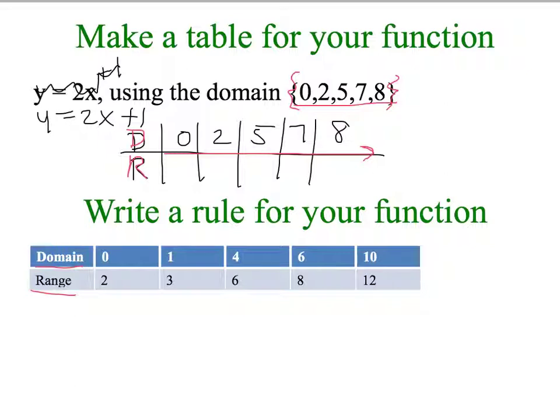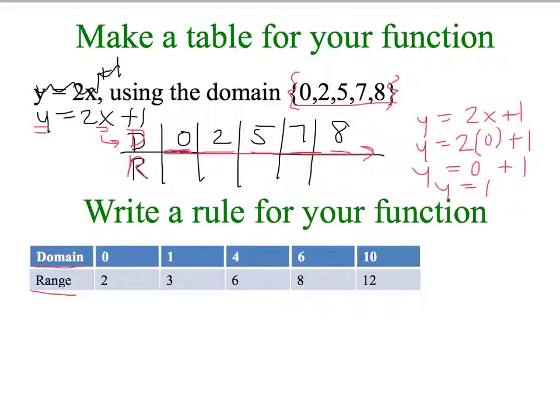So to solve for the range, remember, ranges are like your y's, and domains are like your x's. So you're going to say y equals 2x plus 1, and then you'll substitute your domains in for x. So you'll say y equals 2 times the first one, let's say 0, plus 1. So that becomes 2 times 0, which is 0, plus 1, which is 1. So y equals 0 plus 1, y equals 1. That is your range for that value.